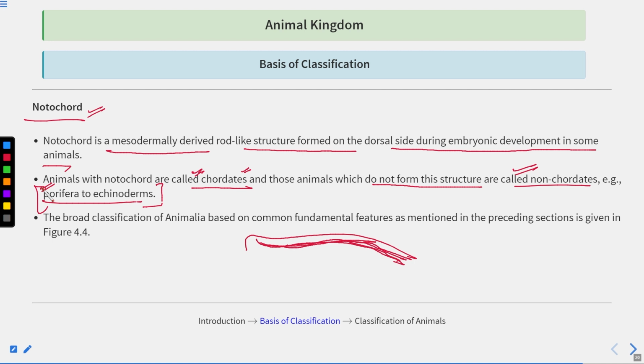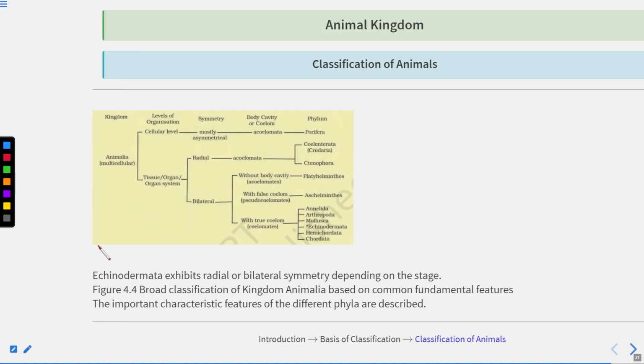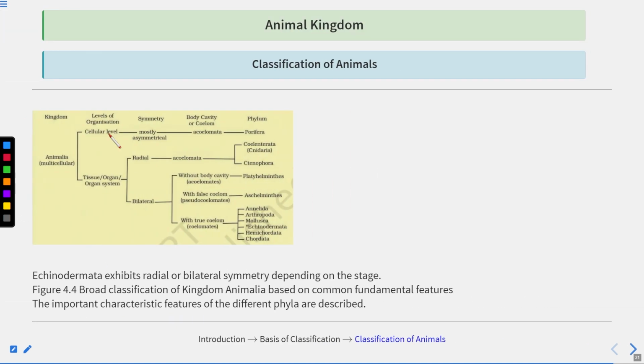The broad classification of animalia based on the common fundamental features, as mentioned in the preceding section, is given. So here we can see, right? This is the kingdom. This is the level of organization. This is the symmetry. This is the body cavity, and this is the phylum. So let us see what we see here.